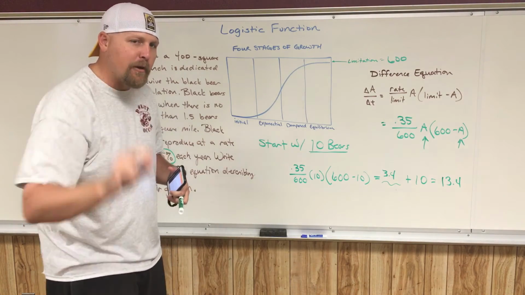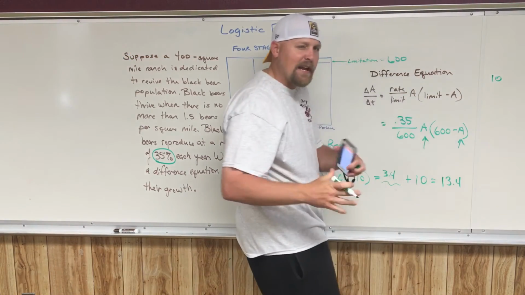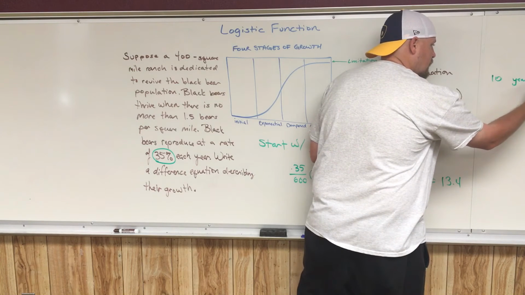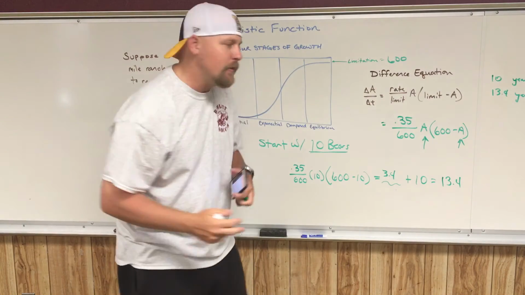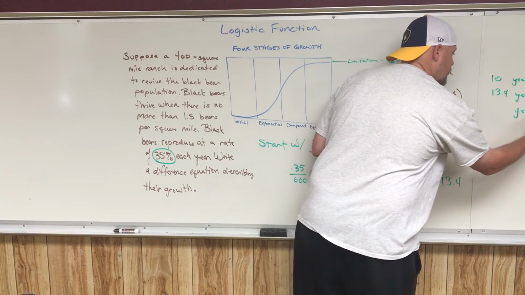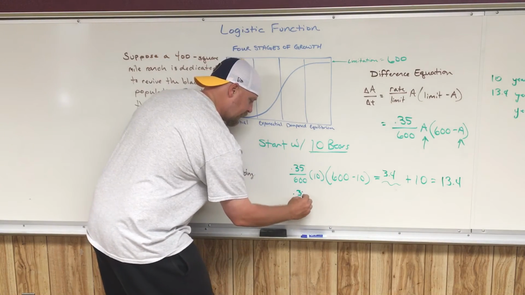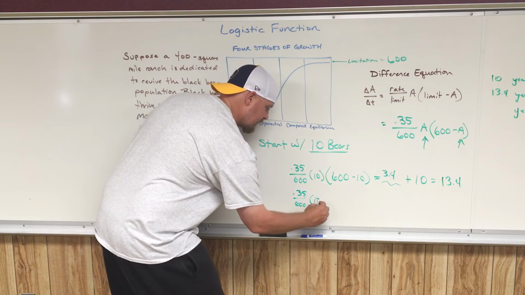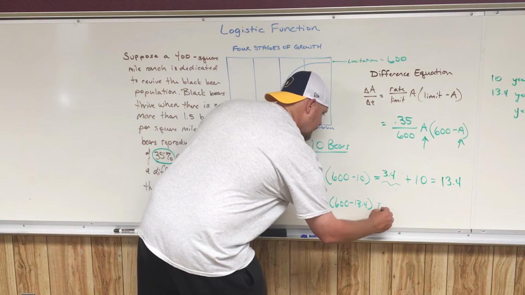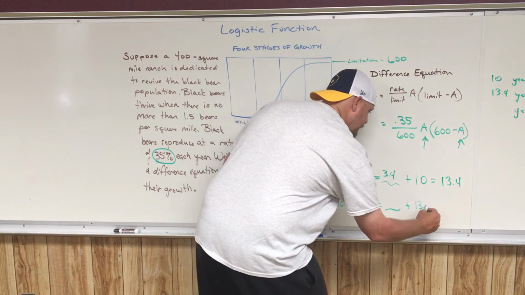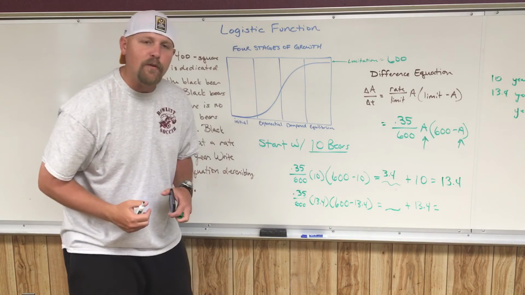Now, if I want to know how many we're going to have after that second year, well, we had 10 when we started at year 0. That's year 0. Then we have 13.4 in year 1. Well, I need to know what about year 2. So for year 2, I'm going to take this 13.4 and plug it in here where this 10 is. So we've got 0.35 divided by 600 times 13.4 times 600 minus 13.4. That's going to equal something plus 13.4. Notice how every time there was a 10 in the first time, I then put 13.4 in the second time.